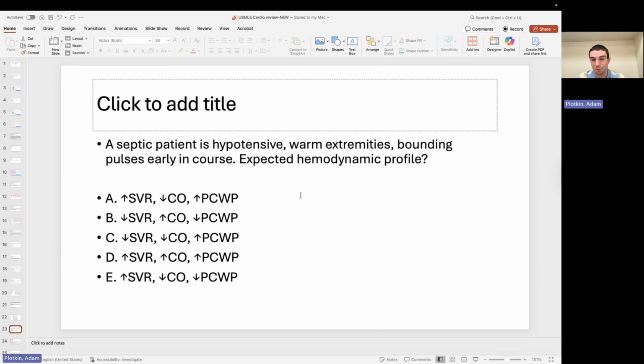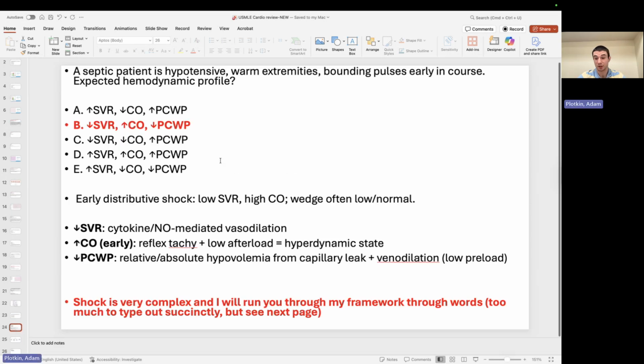Septic patient is hypotensive, warm extremities, bounding pulses early in the course. What do you expect their hemodynamic profile to be? We're thinking about systemic vascular resistance, cardiac output, and pulmonary capillary wedge pressure. Think about A through E, pause your screen, and then we'll go over it. All right, and this one is going to be B.